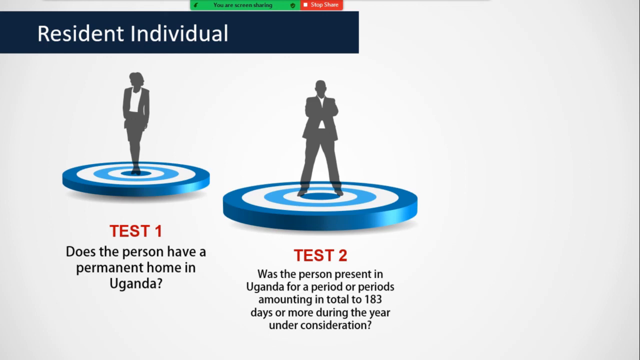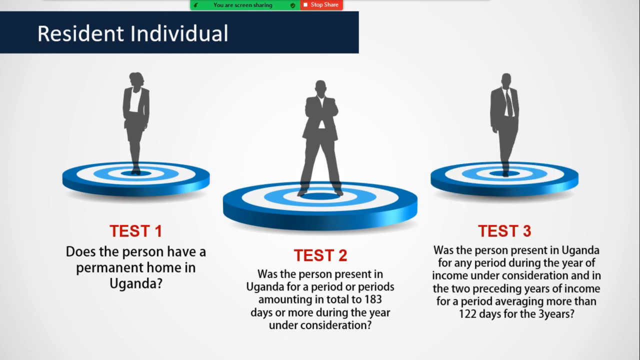as long as within the financial year. We are going to say the financial year, the normal year. As long as we see that in the financial year you have been present in Uganda for periods or one single period amounting in total to 183 days or more, in the year under consideration, you have a resident individual right there with you. If this test fails, then we shall now go to test number three.